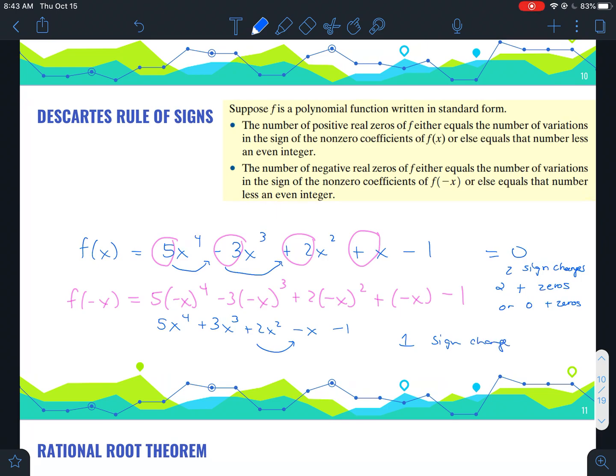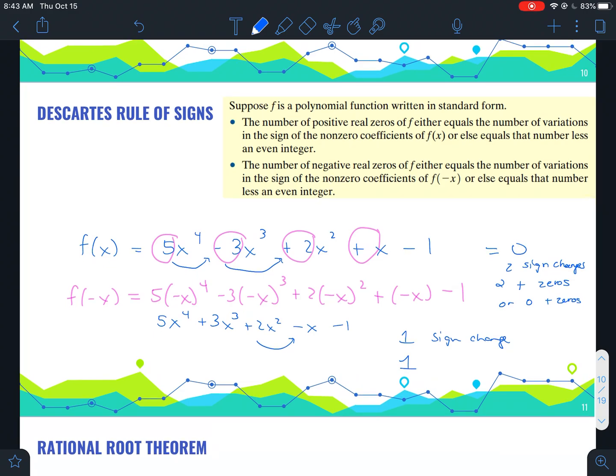So since I have 1 sign change, I could have 1 negative 0, and I should have 1 negative 0, because less than an even integer wouldn't work. Again, we're not going to use that, but just so you've seen it before, that's Descartes' rule of signs.